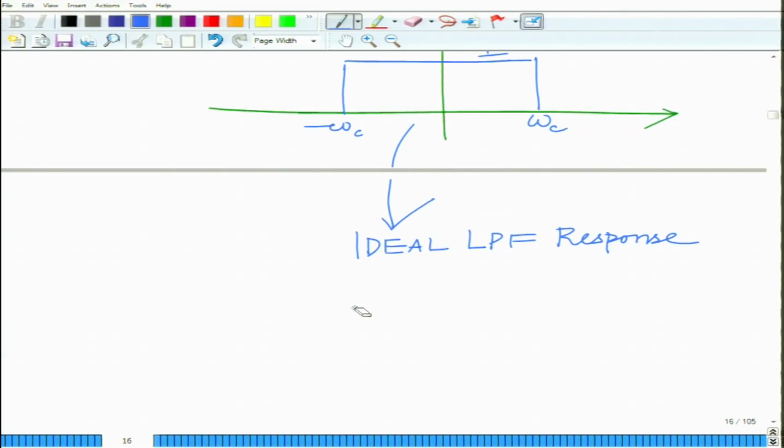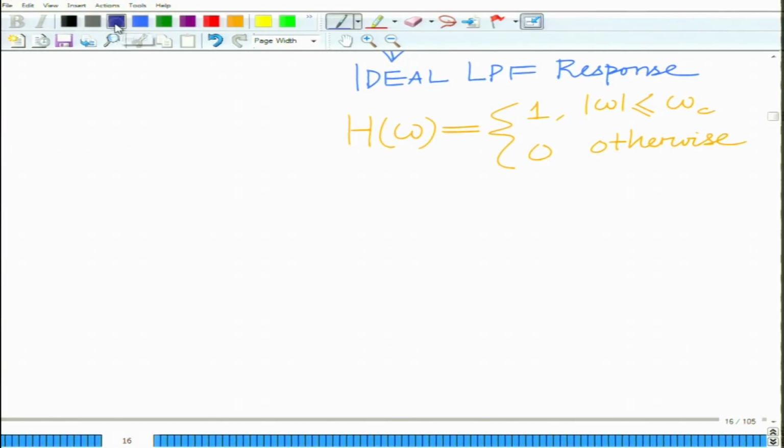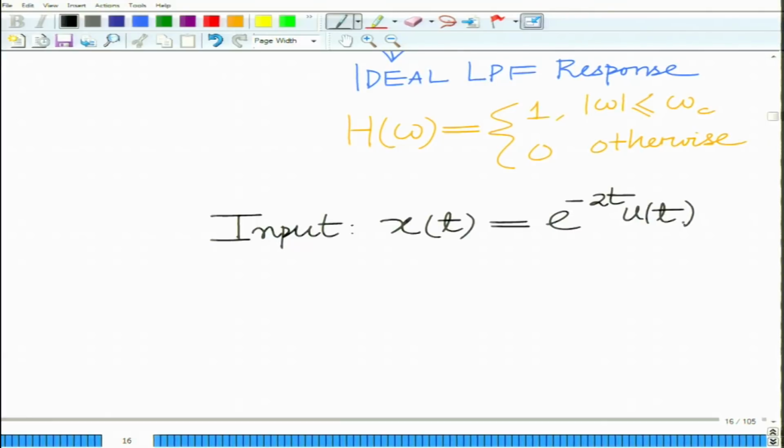This can be characterized as the response of the LTI system, H of omega equals 1 for magnitude of omega less than or equal to omega c, and this is 0 otherwise, that is, for magnitude of omega greater than omega c. Now, for this LPF we want to consider an input signal. Our input signal is x of t equals e raised to minus 2t u of t. This is our input signal.